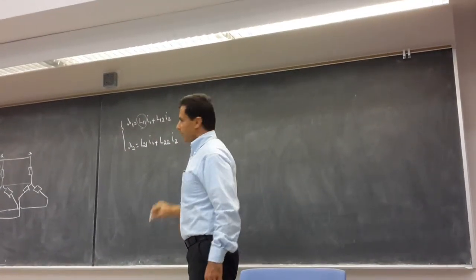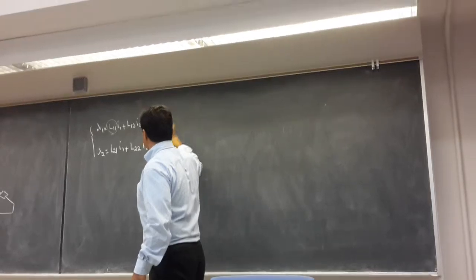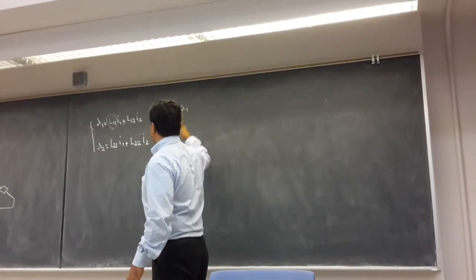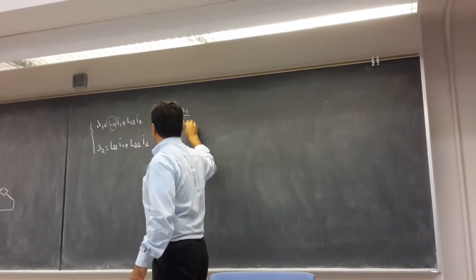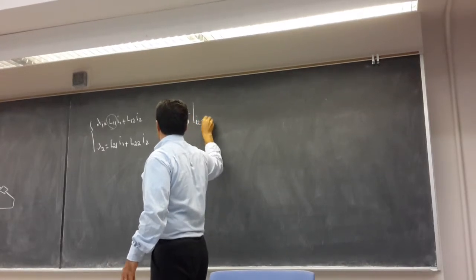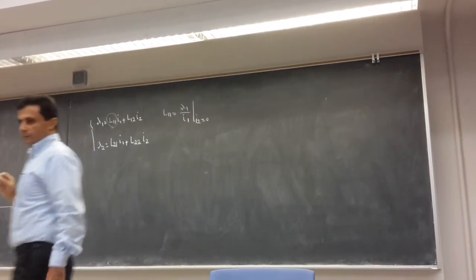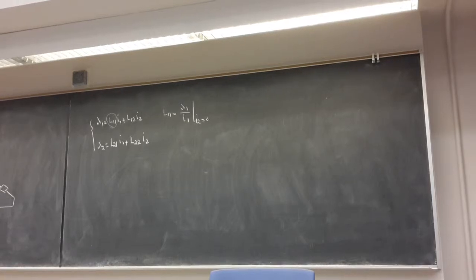What should I do? I said L11 is lambda 1 over I1 when I2 is 0, right? Is it correct or not? Put the I2 equal to 0 in that equation, right? It is lambda 1 over I1.